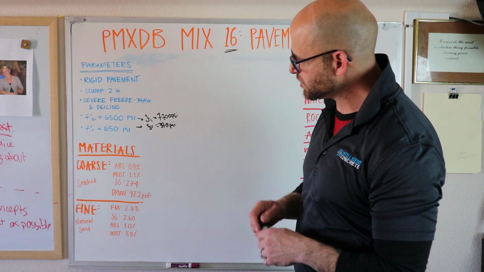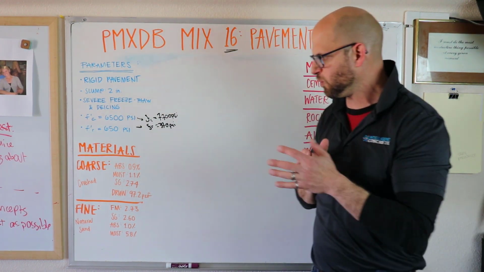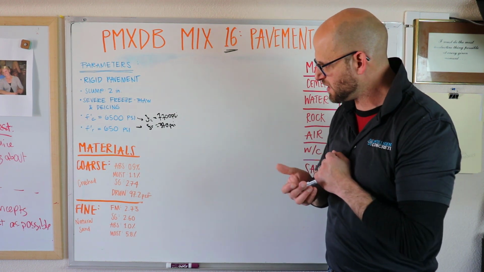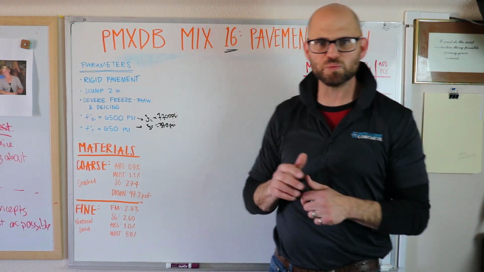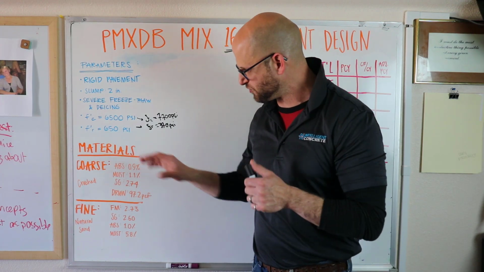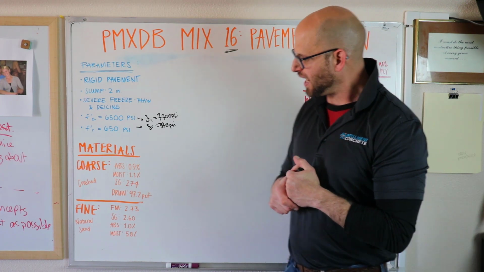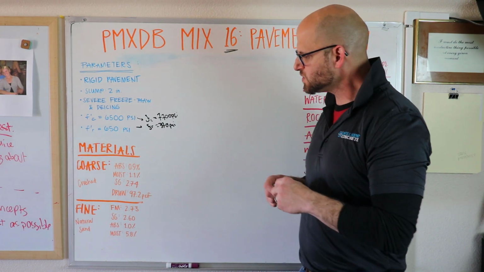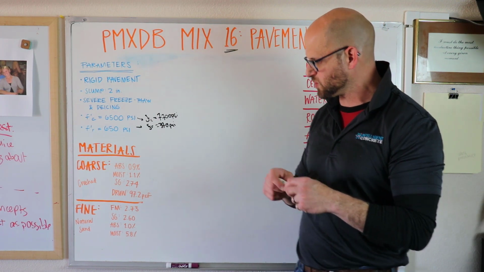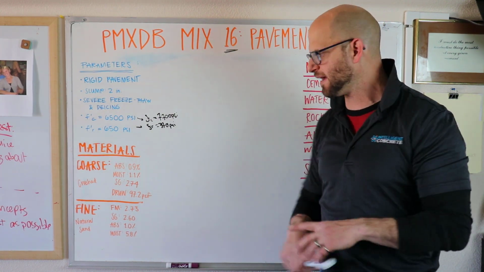Our materials that we're using: crushed aggregate, absorption of 0.9%, moisture of 1.1%, specific gravity of 2.74, and a dry rodded unit weight of 97.2 pounds per cubic foot, and that's for our coarse ag. Our fine ag is a natural sand, fineness modulus of 2.73, so a bunch of fines in it. Specific gravity of 2.6, absorption of 1%. It's got a lot of moisture in it too. So let's start off with the math.